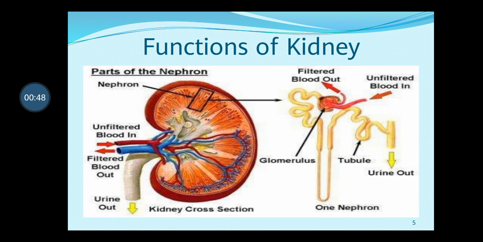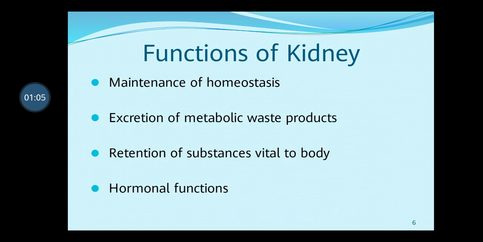The functional unit of kidney is nephron. The structure you can see, the filtered blood out and unfiltered blood in is there in the nephron. The parts of kidney have been also explained over here. Talking about the functions of kidney, there are basically four main functions performed by kidney.